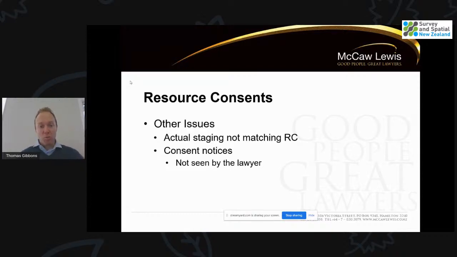And consent notices, be aware that these obviously arise from consent conditions to be complied with on an ongoing basis, but the lawyer may not see the actual consent notice until a very late stage, sometimes not even really until the plan's ready to be deposited. So again, it's important to keep the lawyer in the loop about where those are up to, what those consent conditions are looking like, and what the consent notice is in fact looking like, because sometimes they do end up with adverse terms that are actually very difficult to apply or enforce in practice.